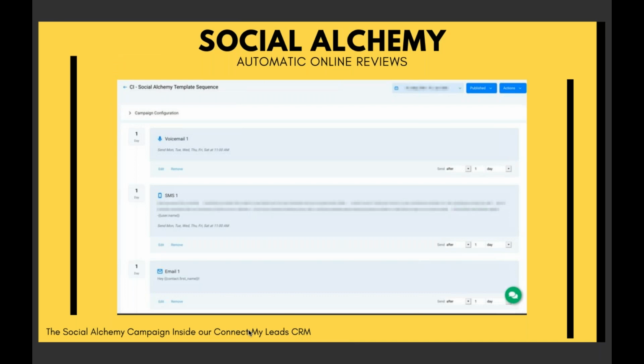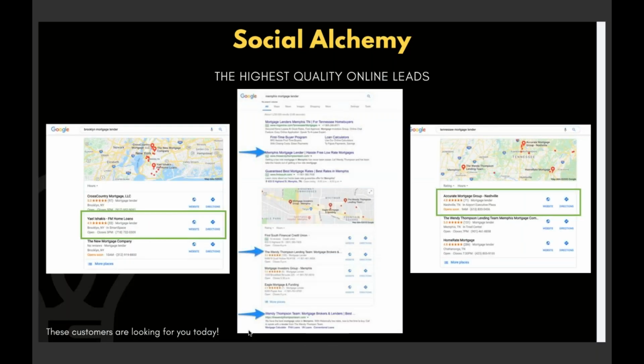Every time you close a deal, you should be able to tag that contact inside of your CRM and have an automatic sequence that goes out that reminds that client to leave you a 5-star rating and review on Google. Because those 5-star ratings and reviews show up on the front page of Google when people are looking for a loan officer or a mortgage broker.